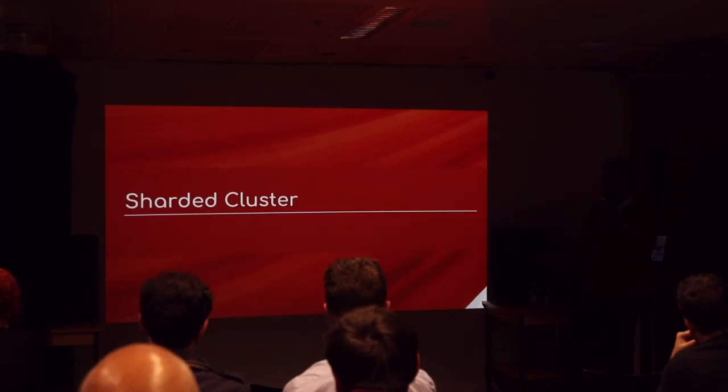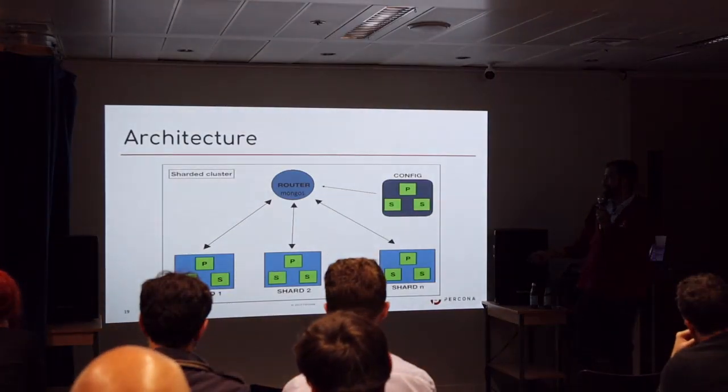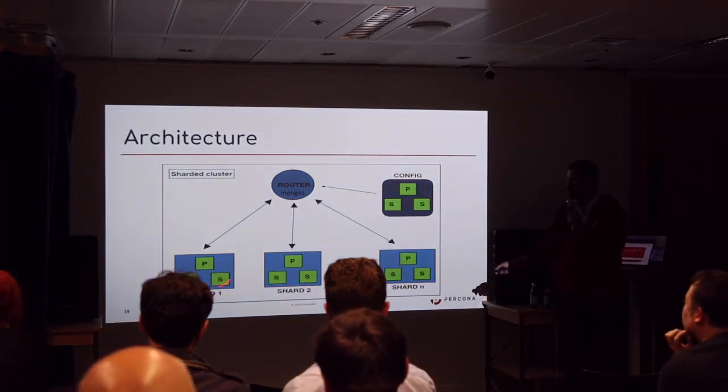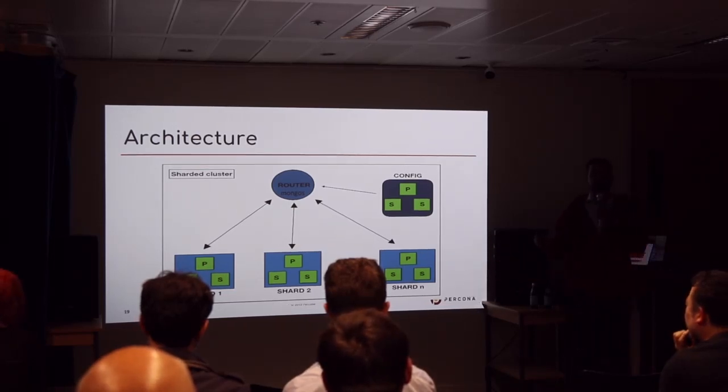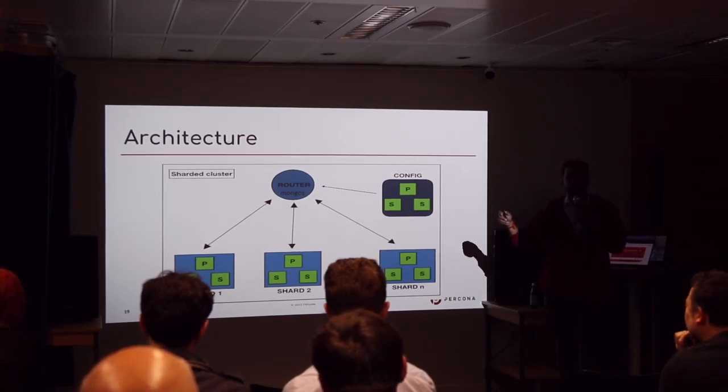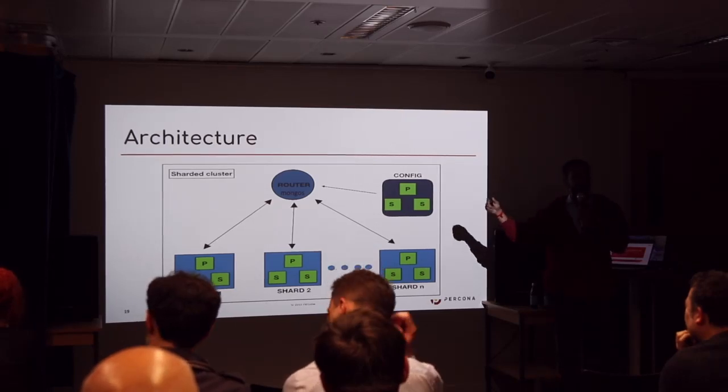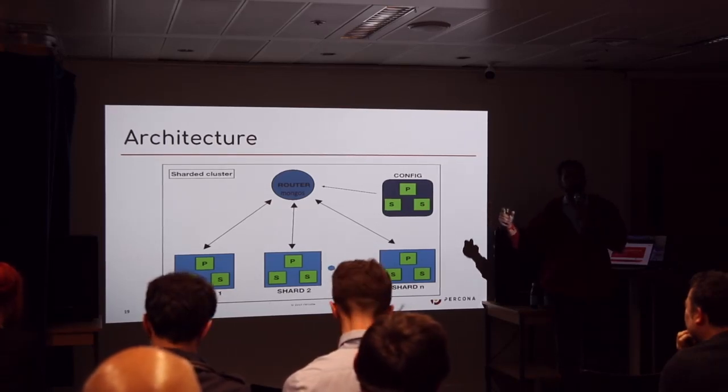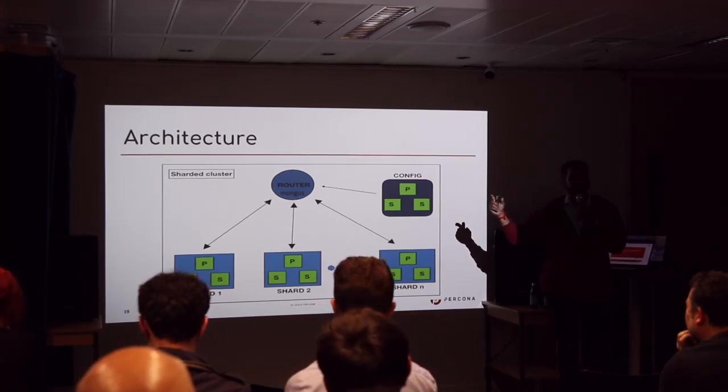Let me go to the other one, the Sharding cluster. We have seen the ReplicaSet, and this is the Sharding cluster. For example, you have 1 terabyte of data. In a ReplicaSet, you need 1 terabyte on the primary and 1 terabyte on each secondary, and everywhere you need to assign a 1 terabyte disk.